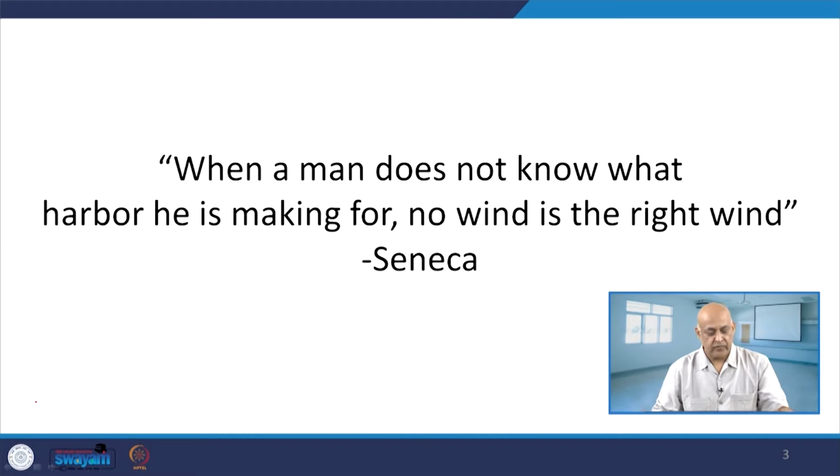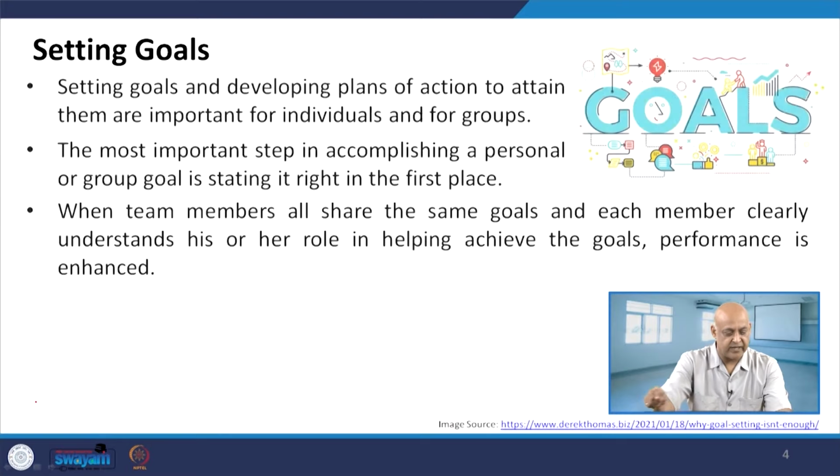And as usual we will talk about the research paper, case studies, and the book recommendations with the references. So, definitely this is a first quote: when a man does not know what harbor he is making for, no wind is the right wind. Then how will we get the results? Therefore, it is very important that whatever efforts are made, they are made in the right directions.